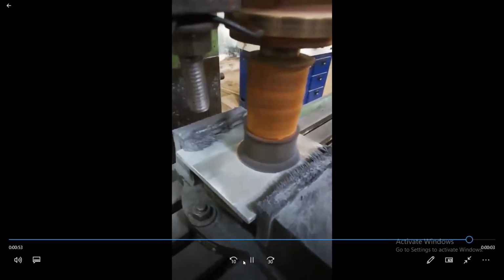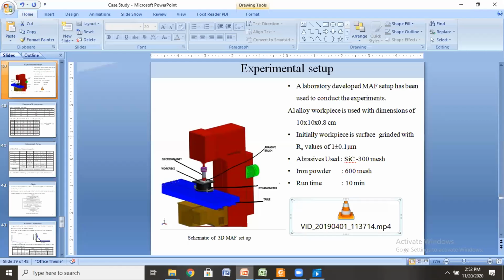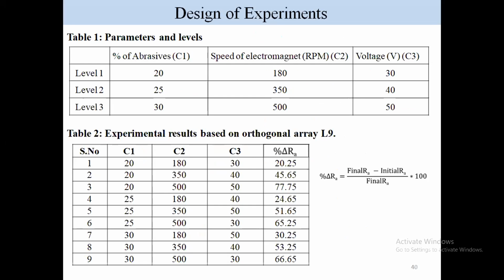Here the important parameters are magnetic flux density, speed of the electromagnet, the voltage applied, and the percentage of abrasives. Initially, we don't have a magnetic flux meter, so we did not vary the magnetic flux. With whatever resources we have, we checked and calculated the magnetic flux, and we varied the percentage of abrasive, speed of the electromagnet, and voltage, and we could only do a few experiments due to lack of experimental facilities and other things.